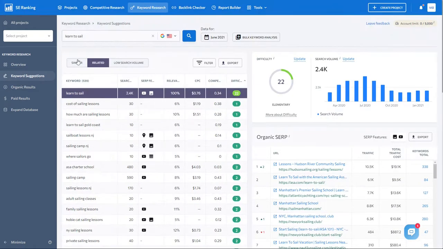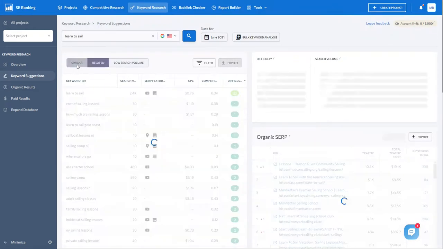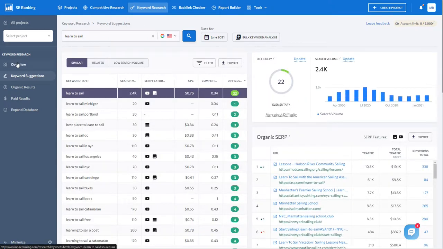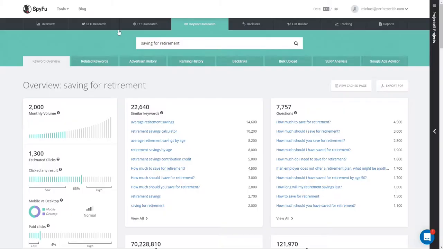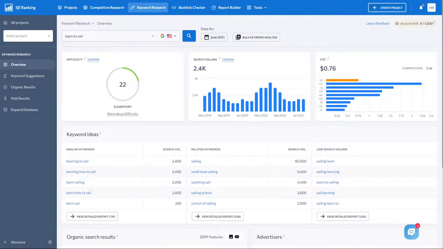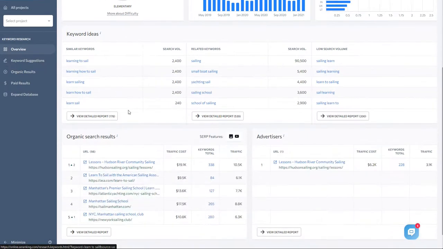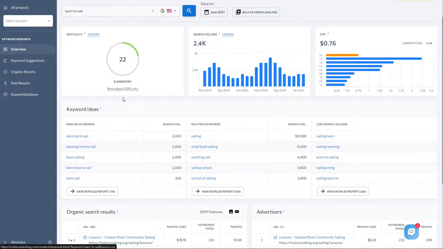So even if we just look at only the similar, we've still got pretty much almost double the keywords, haven't we? Oh, wrong tool, sorry. We've got almost double the keywords. So I would say that, yeah, that's pretty much a win for SERanking.